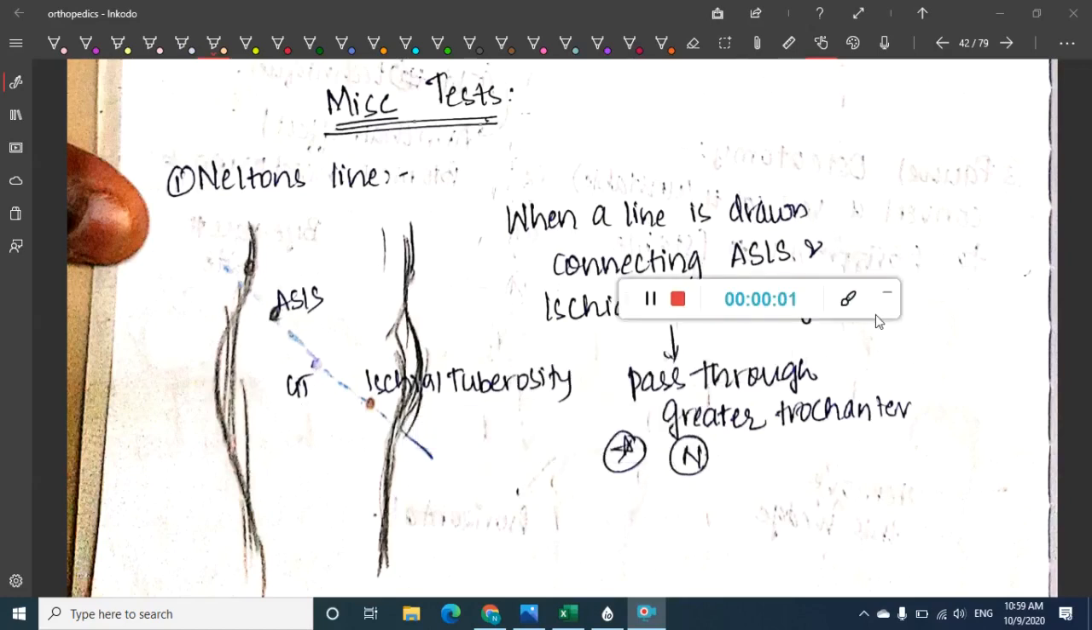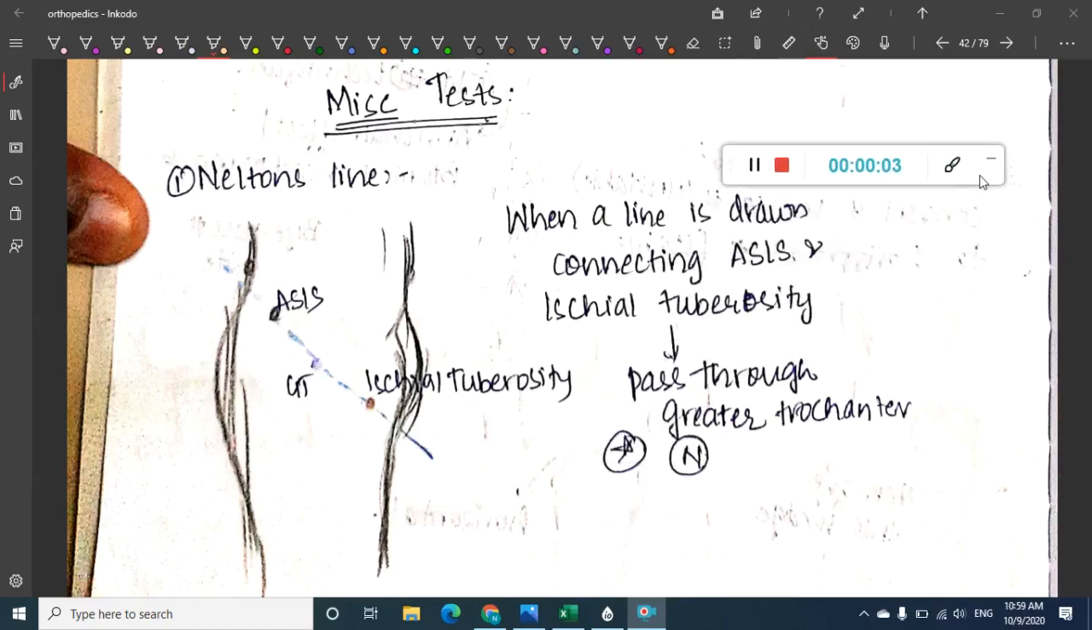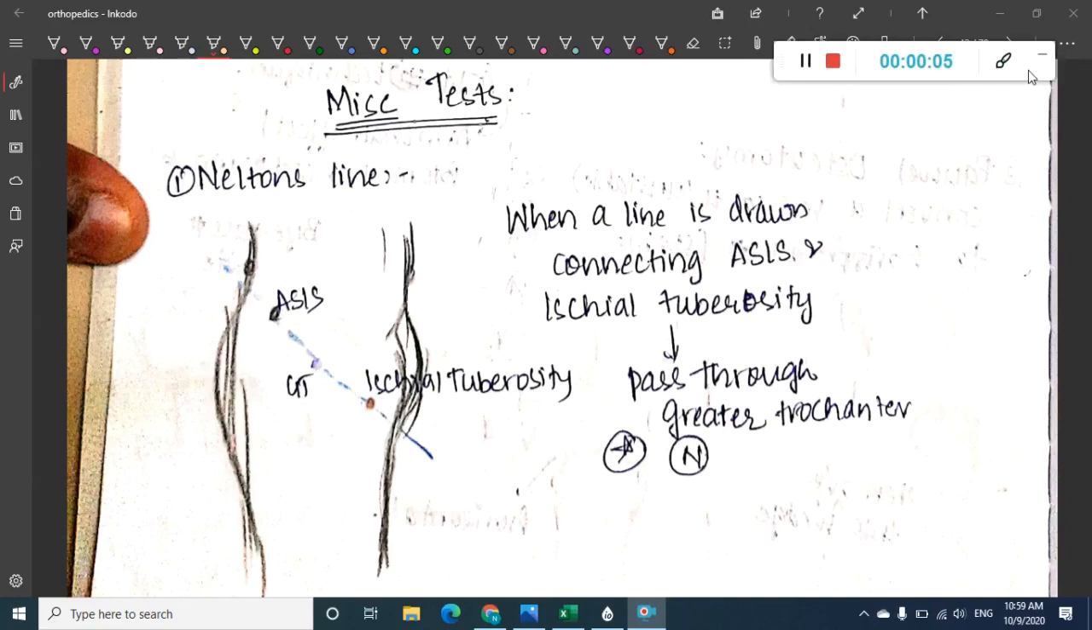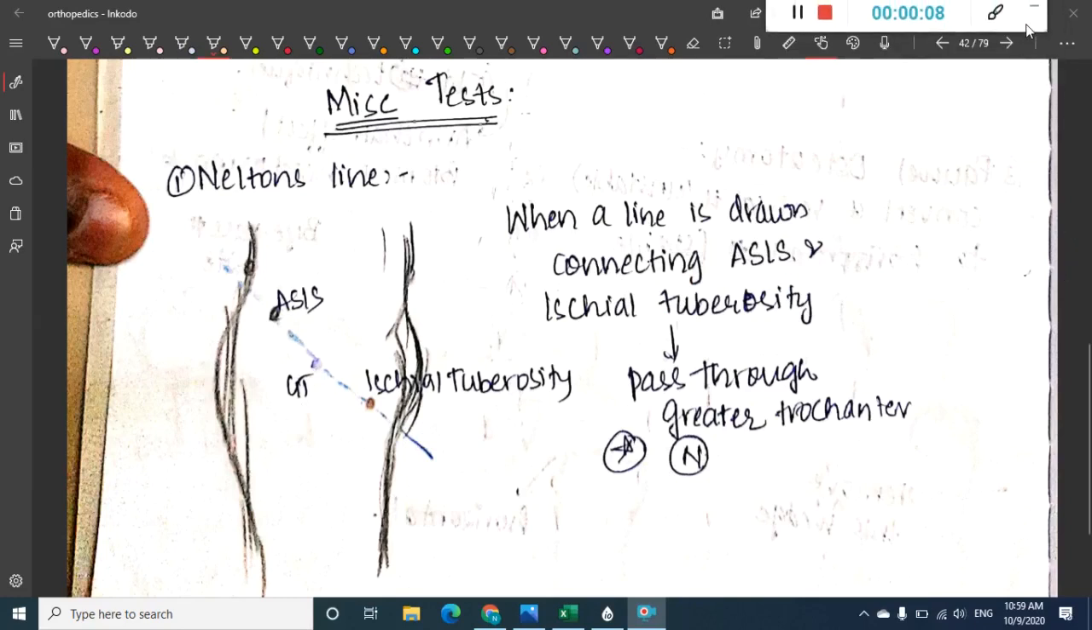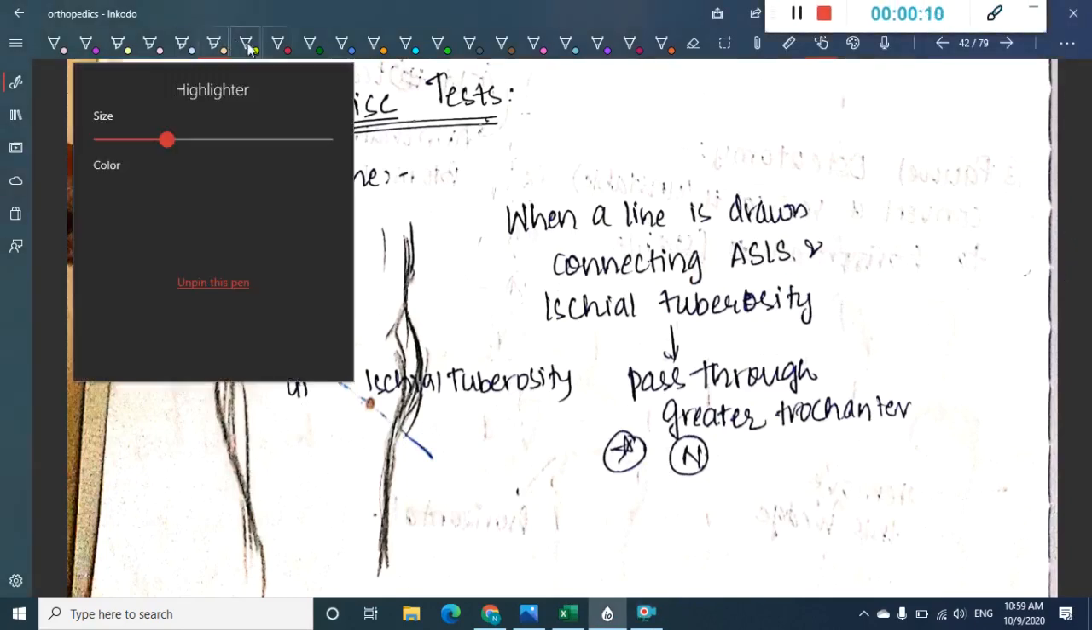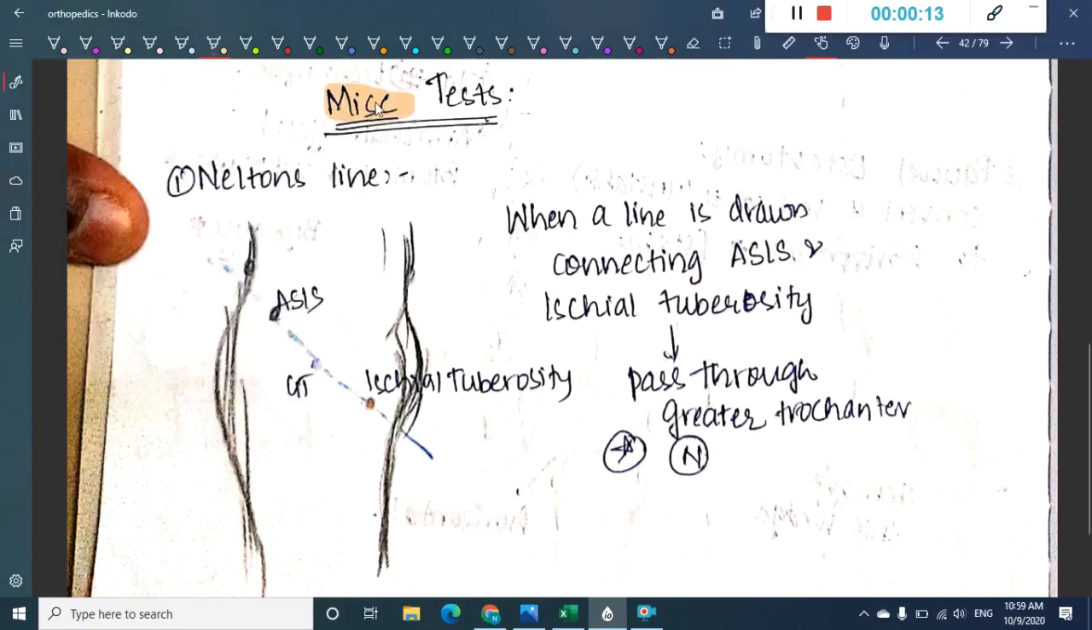Hello friends, let us now learn about some of the miscellaneous tests which are important in the lower limb. Different types of tests can be done in the lower limb, and we will learn about them. The first test which we can do is called Nelaton's line.